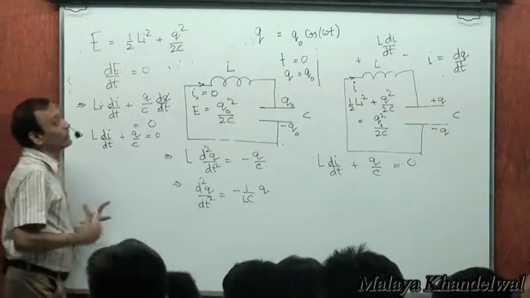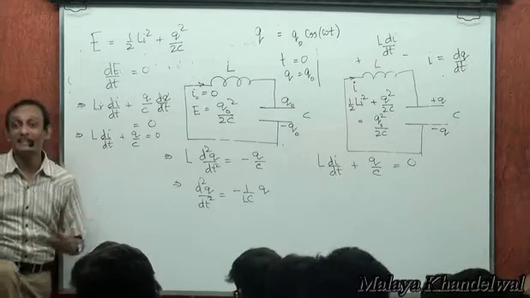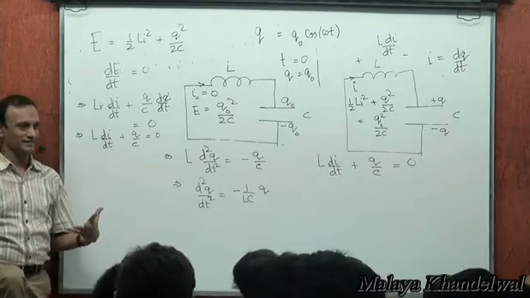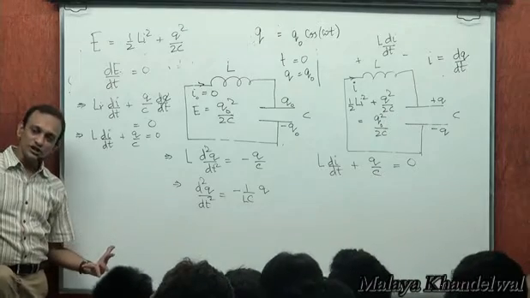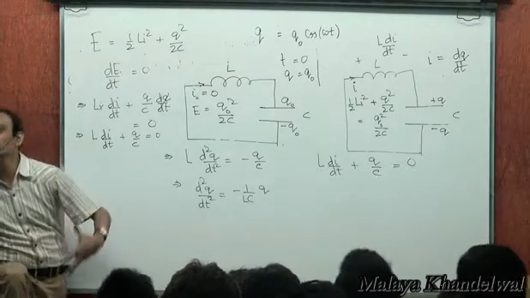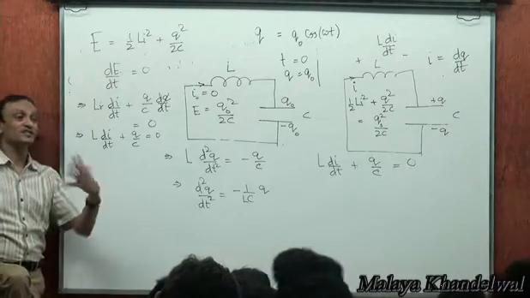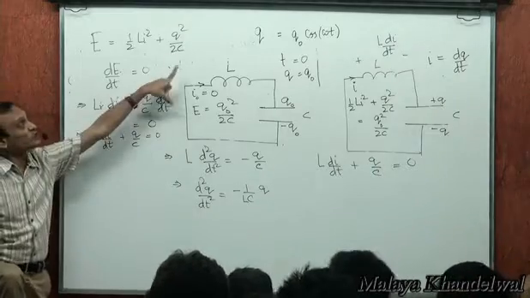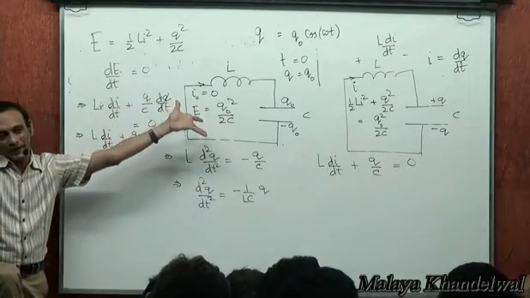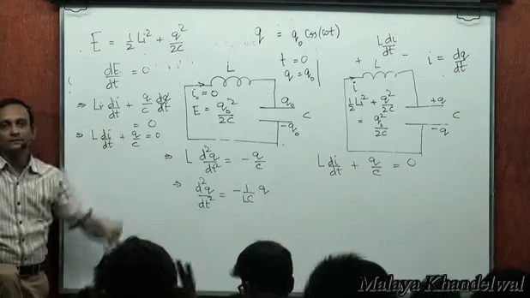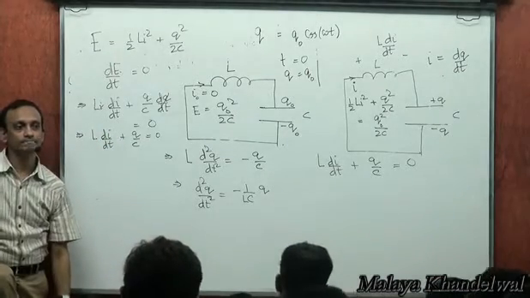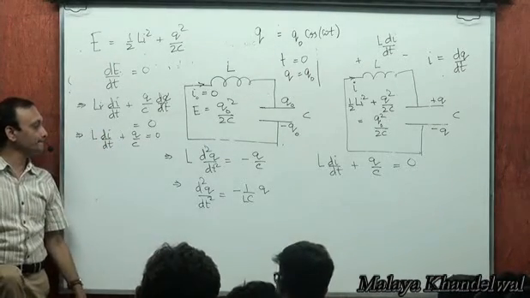So this is referred to as an oscillatory circuit. Energy oscillates between energy in the capacitor versus energy in the inductor. So it's an oscillating circuit. Q oscillates as Q naught cos omega t. Right?